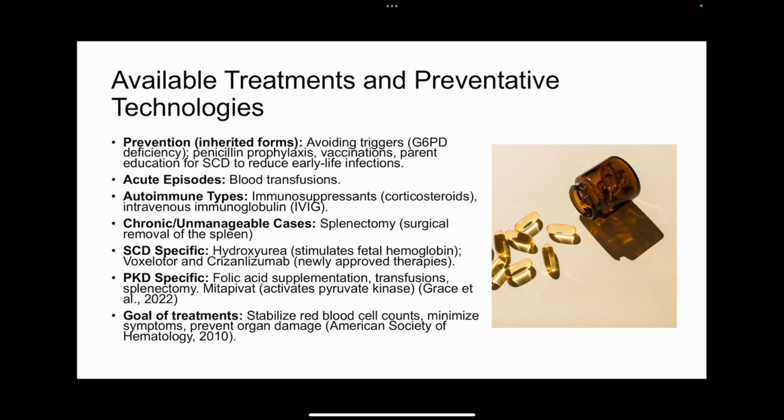And recently, there have been approved therapies that offer additional symptom relief. For the PKD, treatments include folic acid supplementation, transfusions, and sometimes a splenectomy. There is actually a promising drug coming now called mitapivat, which activates pyruvate kinase and has shown efficacy in improving hemoglobin levels for certain patients. So the goal is to stabilize red blood cells, minimize symptoms, and further prevent organ damage.